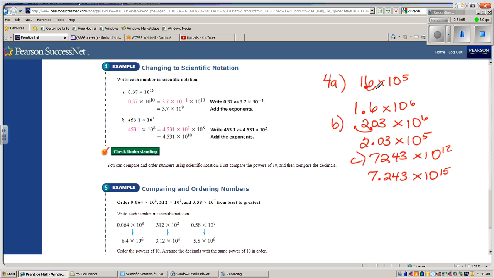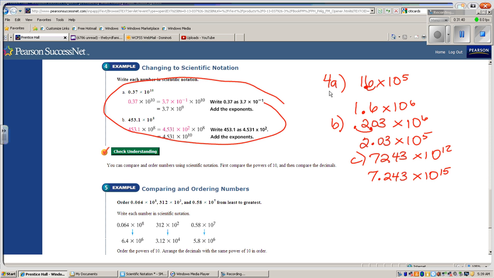Basically, when you're moving your decimal to the left, you're going to add to your original exponent. And when you're moving your decimal to the right, like in this case, you're going to subtract from your original exponent. If you'd like to go back and read the example here, you're more than welcome to, to help you with that a bit more. Again, I hope you're copying these down in your notes.